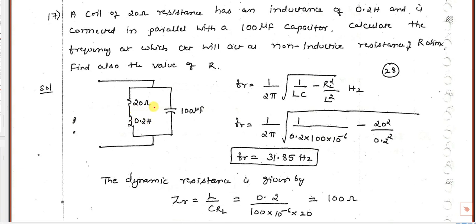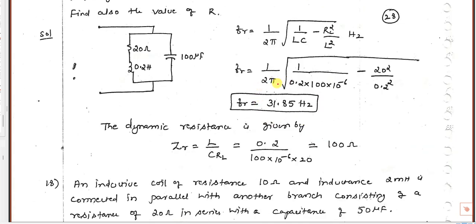For this circuit, this is a practical parallel resonance circuit. Only the inductance has internal resistance, and the capacitance does not have. We already derived the expression for frequency of this, you can see in my previous video. The frequency of a practical parallel resonance circuit is F_R equal to 1 over 2 pi root of 1 by LC minus R_L square by L square. So substitute the values.